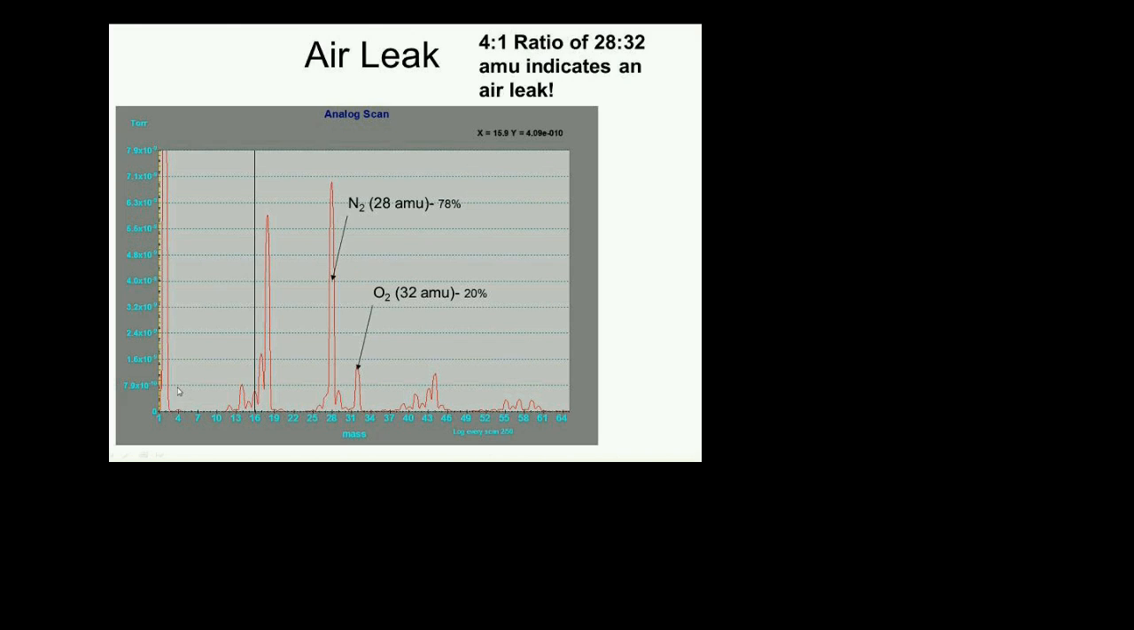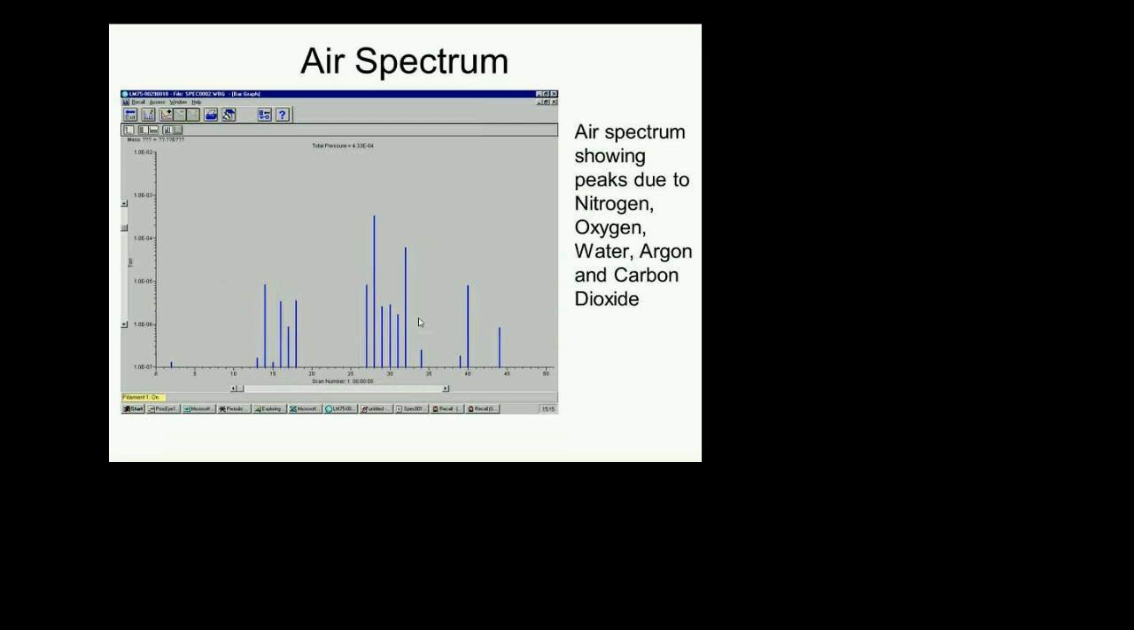But this scale right here, if you look at this scan, the scale is in linear mode. In other words, a linear scale. If I take an air spectrum and use a logarithmic scale, things look a lot more interesting. And what you'll see is that now I can see the peak at 28 AMU, right there.